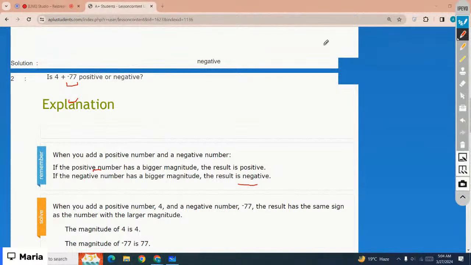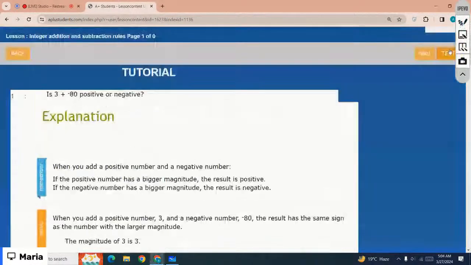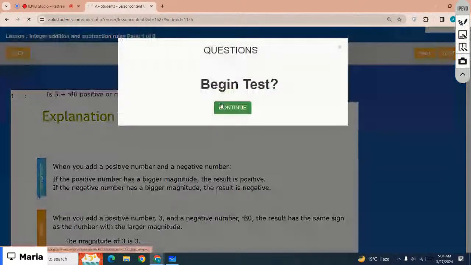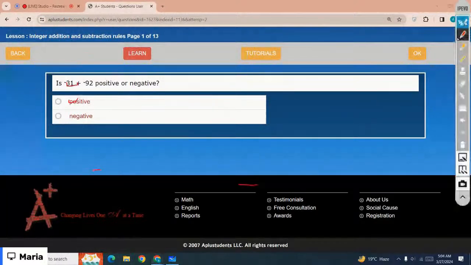Okay, let's start with the test questions, right? Negative 31 plus negative 92, positive or negative? You are adding two negative integers, right? The integer with greater magnitude is 92 and has a negative sign. That means the answer must be negative, because the one with the greater magnitude is 92 and has a negative sign.